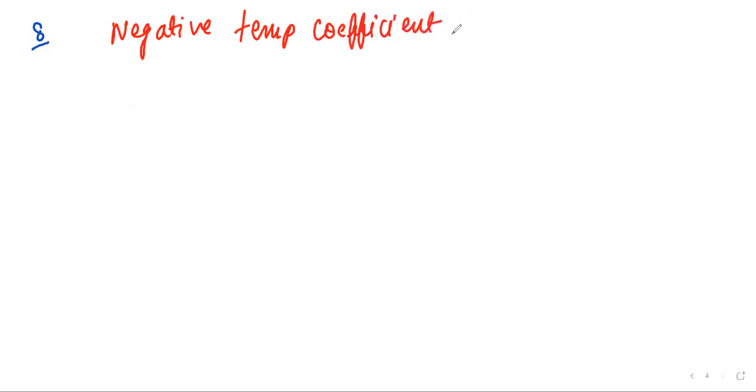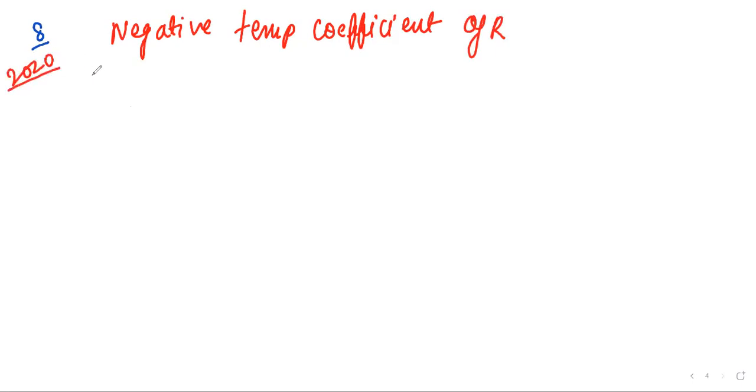Now see the next sum. The next sum is about a solid which has a negative temperature coefficient of resistance. It is talking about the negative temperature coefficient of resistance R. It was asked in 2020.